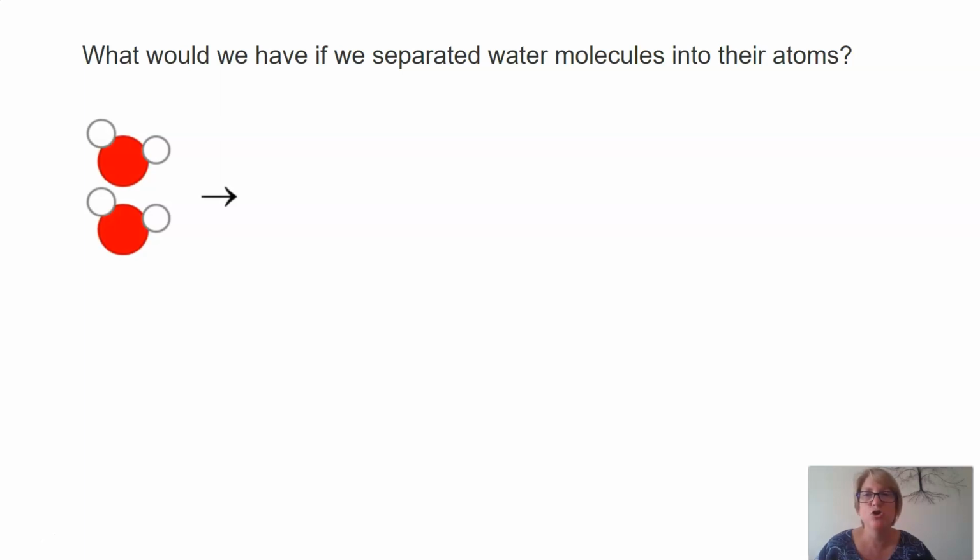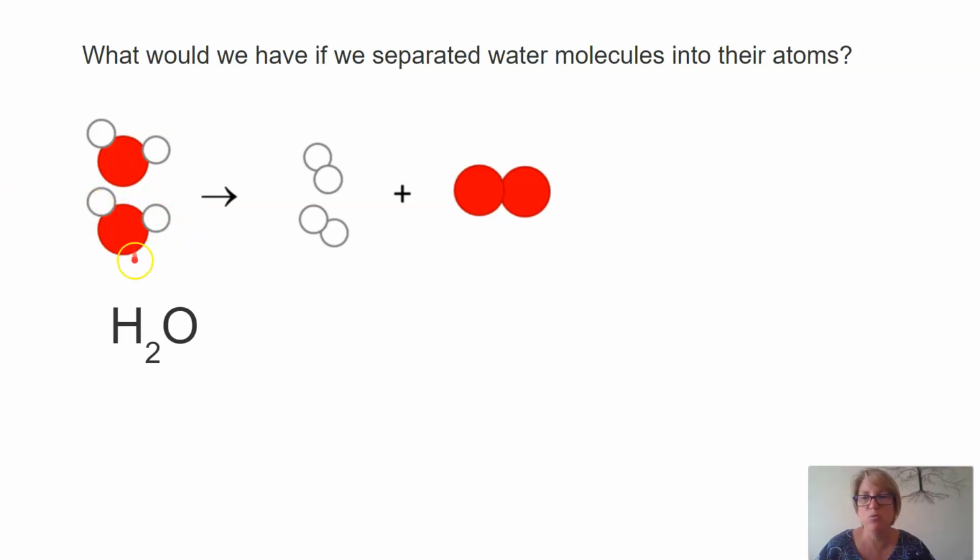So here we have two water molecules. Here is one molecule and here is another molecule. So the red represents an oxygen atom and the white represents hydrogen atoms. So if we separated water molecules, we would find that the hydrogen atoms recombine to form hydrogen gas, and the oxygen atoms combine to form oxygen gas. And if we write that as a chemical representation, we write the compound water as H2O, and that gets broken down into two molecules of hydrogen and two molecules of oxygen.